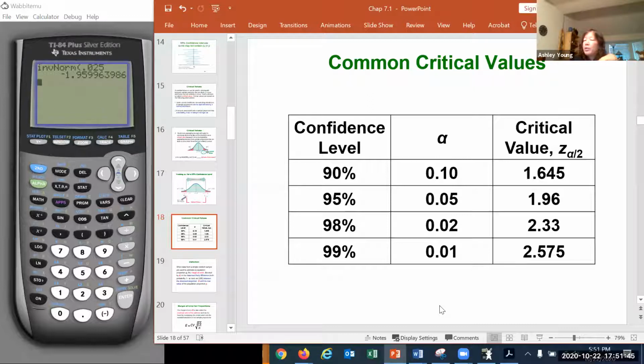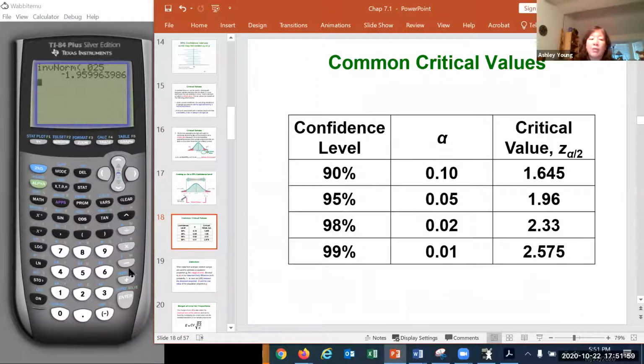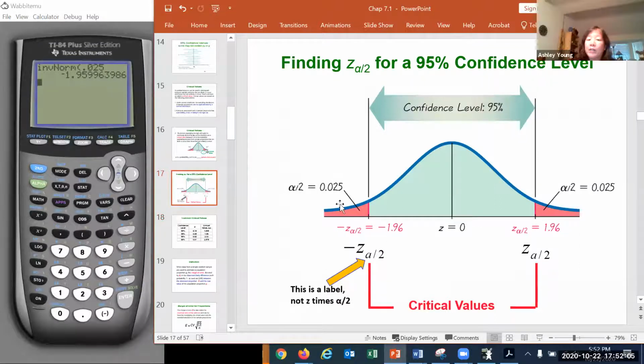Am I going to use 10%? Inverse norm of 10%, what am I going to do? You're going to take half of 10%, because remember, we're splitting it up. That alpha is split up, half in each tail, half on the left, half on the right. So if I split that up, how much will I have? 0.05, perfect. So it's going to be 0.05 over here. I need to figure out the z-score that goes with 0.05 in the tail.